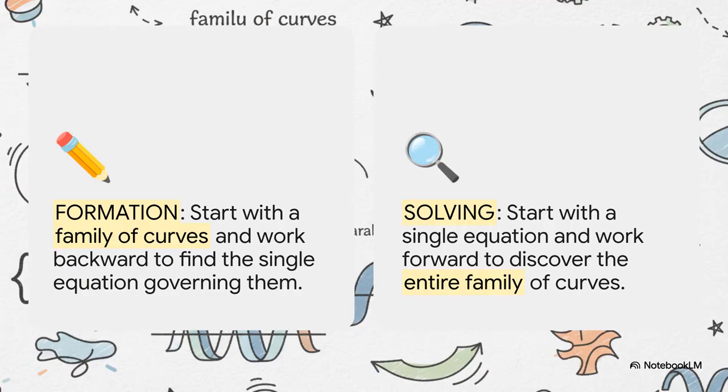And this is what illustrates that duality so perfectly. On one hand, you can actually start with a bunch of solutions, say a whole family of circles, and work backward to find the one single differential equation that governs all of them. But then, on the flip side, you can start with just that one rule, that one equation, and work forward to discover the entire family of curves it describes. It's two sides of the same coin.